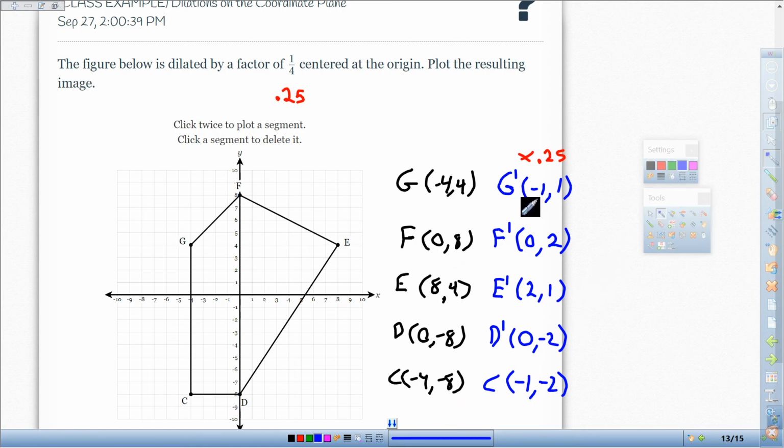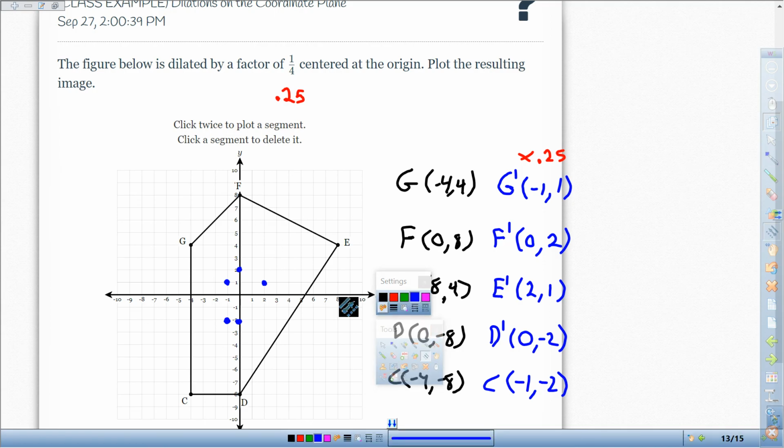So when you guys go to tap on these points, -1, 1, it's going to go there. I'm going to just do it on my little board here, but you can tap it on your screen. F prime is at 0, 2. E prime is at 2, 1. D prime 0, -2. And C prime -1, -2. Okay, so after you tap those points, it'll already automatically connect your lines, but it should look like the exact same shape, okay, but a reduction.